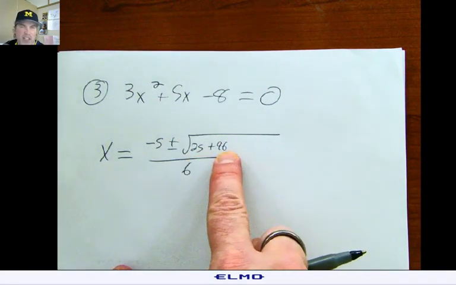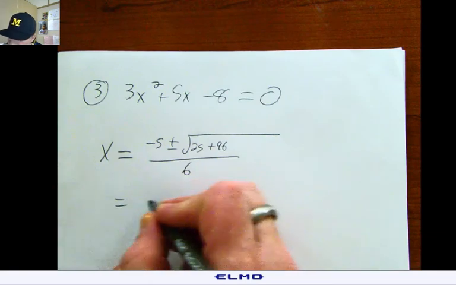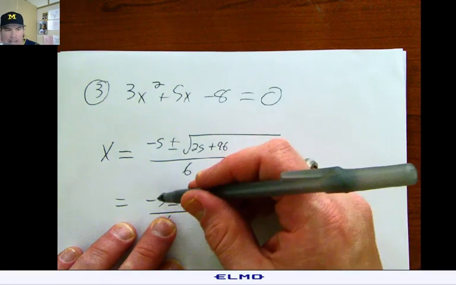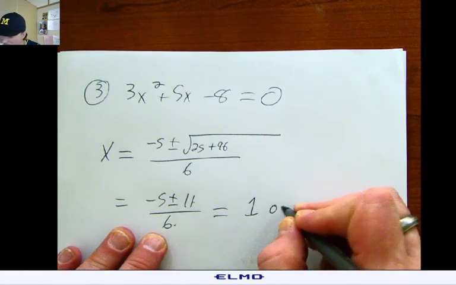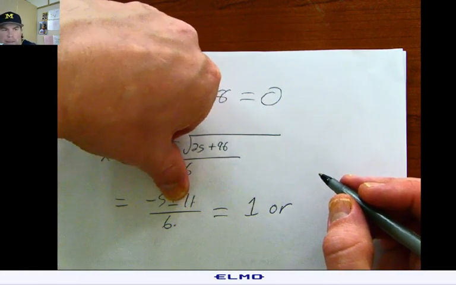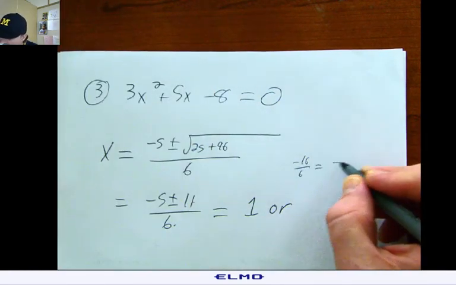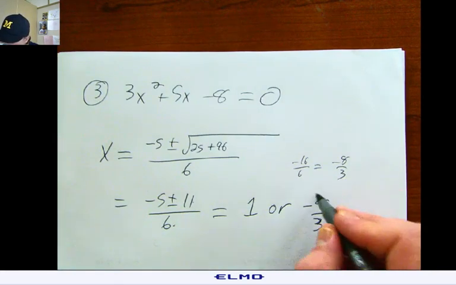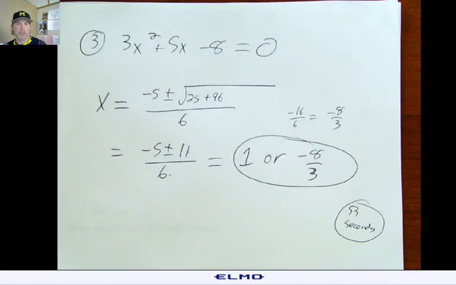25 plus 96, that adds up to 121. And the square root of 121 is 11. So -5 plus or minus 11 all over 6. And that's equal to -5 plus 11, which is 6, divided by 6 is positive 1, or -5 minus 11 is -16, so -16 over 6, which is -8/3, so positive 1 or -8/3. Boom, that was 53 seconds. So that was pretty fast.